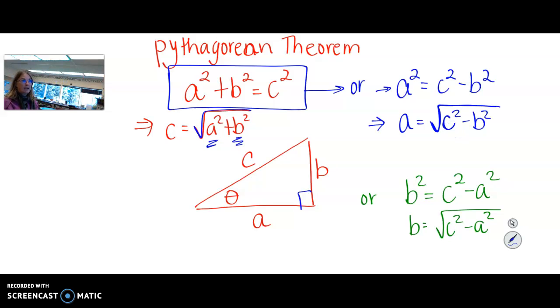So if you see subtraction, you're going to be thinking that this first term is going to be the hypotenuse when you relate this to the right triangle. And same thing for b equals the square root of c squared minus a squared. The c would be the hypotenuse.